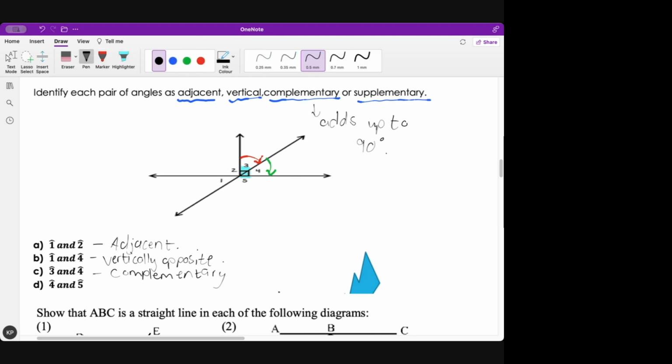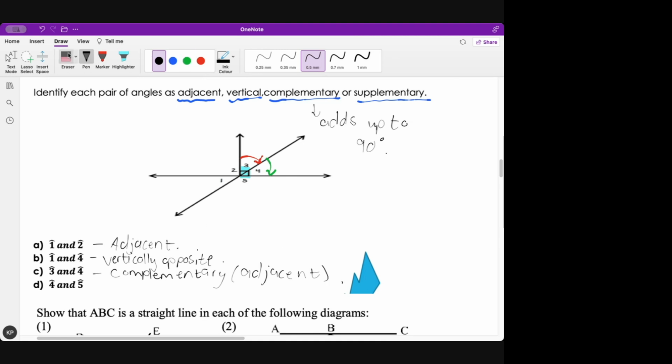Okay. So they are complementary, but also what else are they? They are adjacent. Yes. So you could have also said for them, they are adjacent because they are in fact next to each other, aren't they? These are also adjacent.